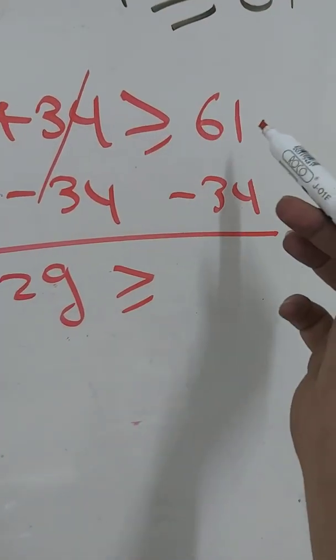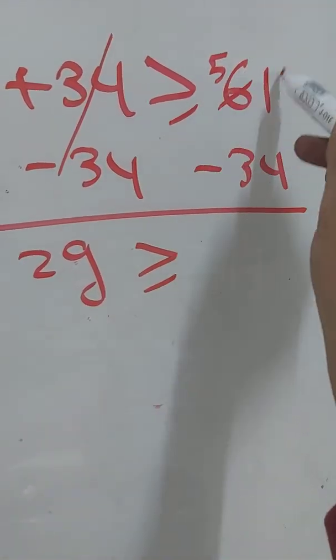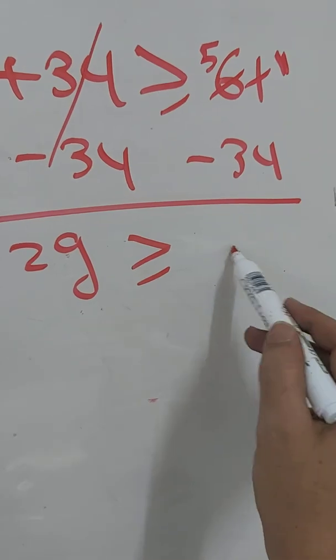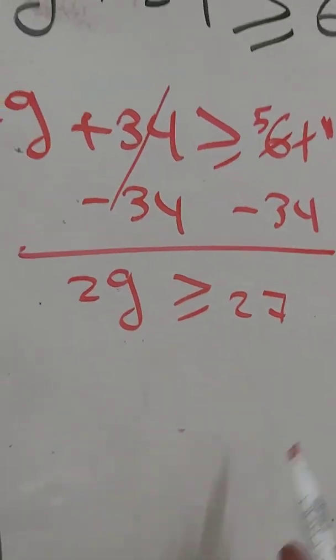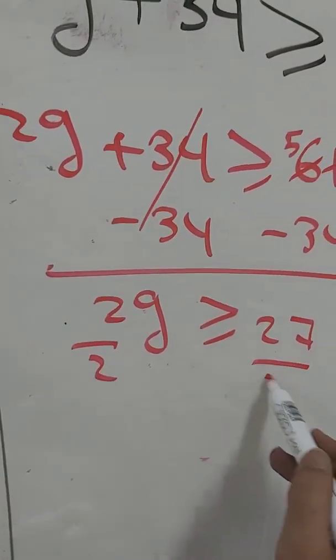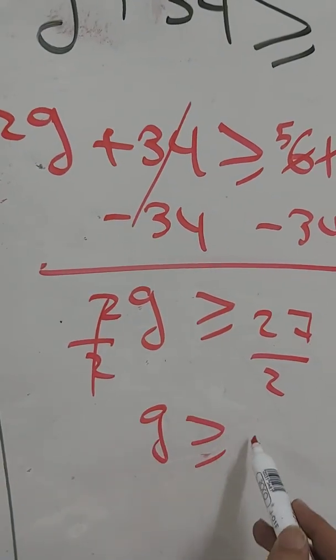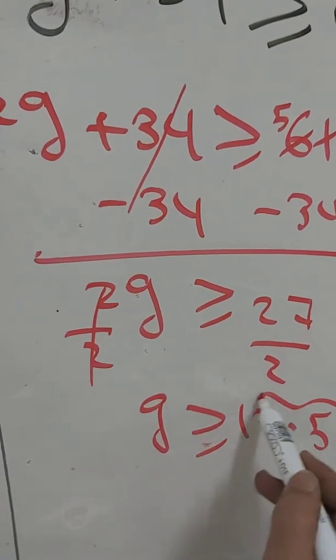Here we have 1 minus 4, it cannot. This is 5, this is 11. 11 minus 4 is 7, 5, 27. Divide both sides by 2. G will be more than or equal to 13.5.